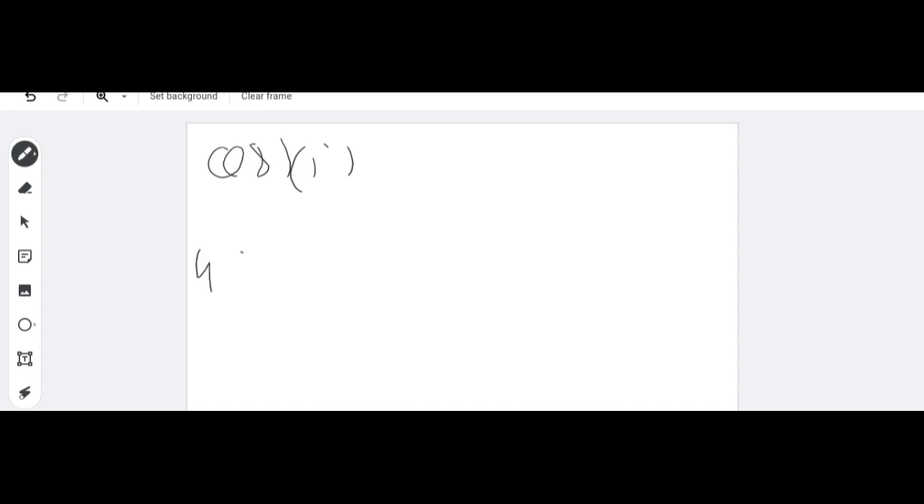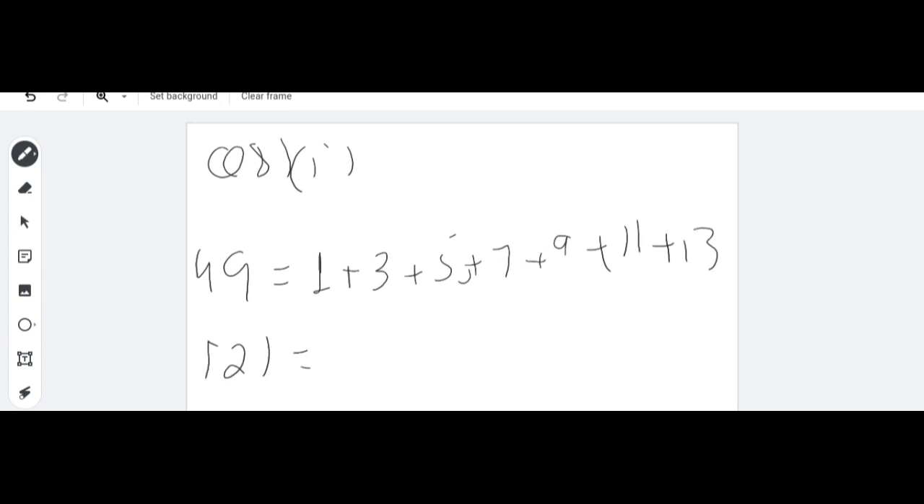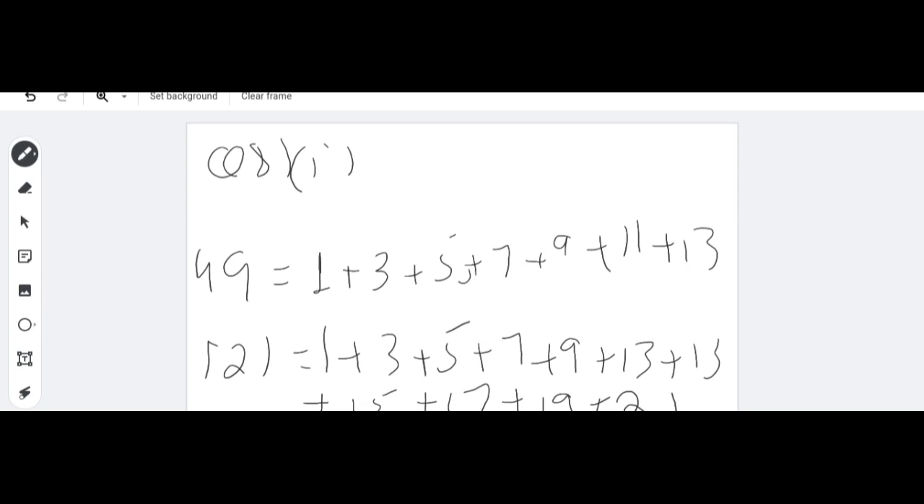49 is the sum of the first 7 odd numbers: 1, 3, 5, 7, 9, 11 and 13. And how can we get 121? The first 11 odd natural numbers: 1 plus 3 plus 5 plus 7 plus 9 plus 11 plus 13 plus 15 plus 17 plus 19 plus 21, we get the answer 121. Very good.